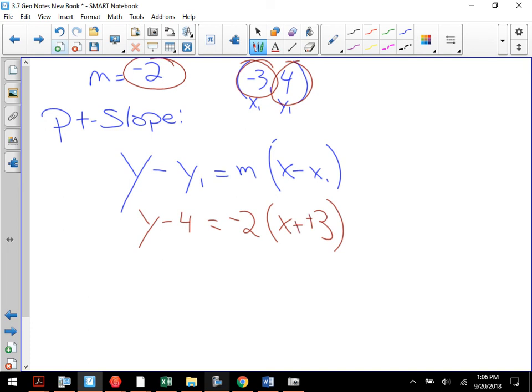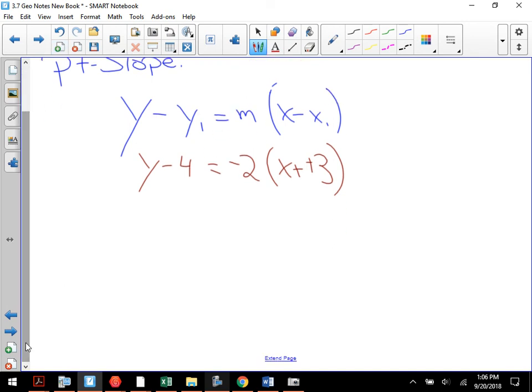I need to get y by itself. In order to do that, you add the 4 to the other side. I do, but what do I have to do first? Yes, this whole thing, distributing. Do that first. So I will suggest you guys draw your arrows for the distributive property because you'll forget the second term. You get -2x minus 6.